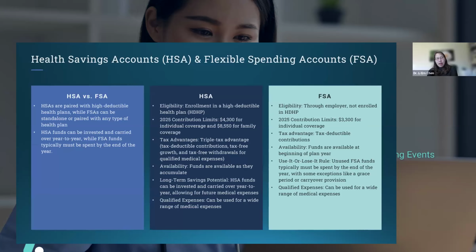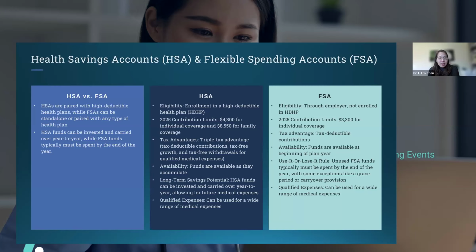Okay, so this is the slide where we talk about HSAs and FSAs. I know it's kind of an alphabet soup, right? HMO, PPO, HDHP, FSA, HSA. It's very confusing, but my goal here is to make these as clear as possible to you. So the first thing to know is you can't have both. You can only have one or the other, an FSA or an HSA.